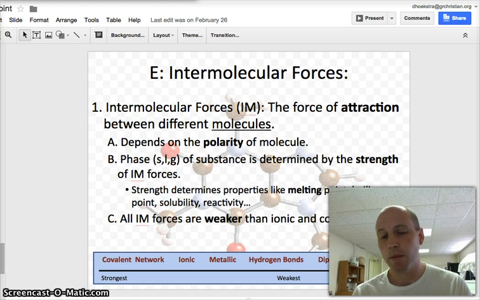This is an important concept because the intermolecular forces are going to lead to things such as melting point and boiling point, viscosity, reactivity, solubility, and a lot of other important properties of molecules. And so we'll look at three different intermolecular forces.